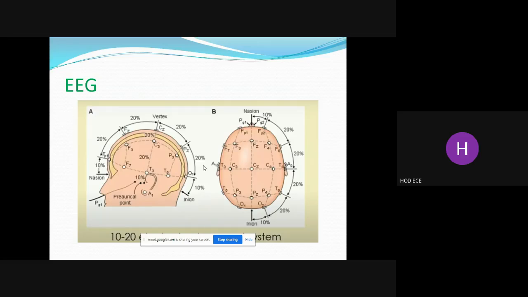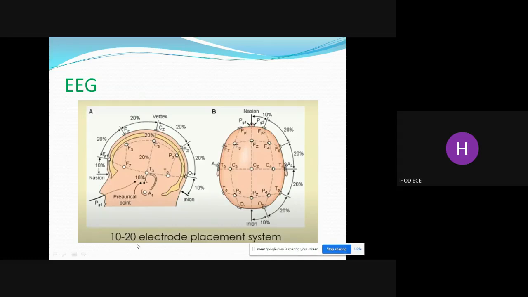Electroencephalogram. The electrodes are placed on the scalp. This system is said to be the 10-20 electrode placement system.